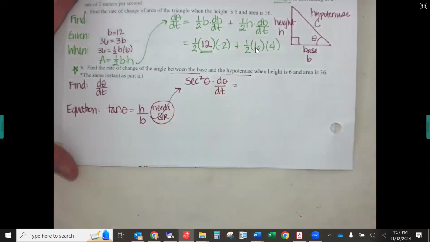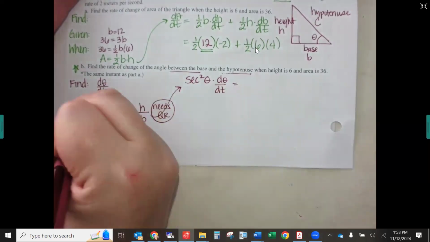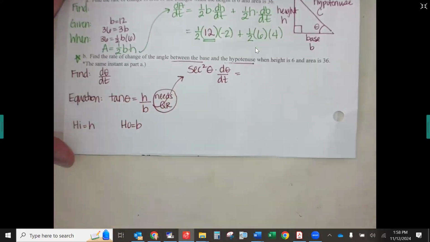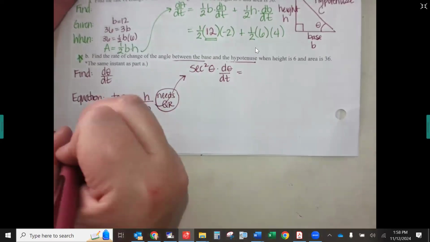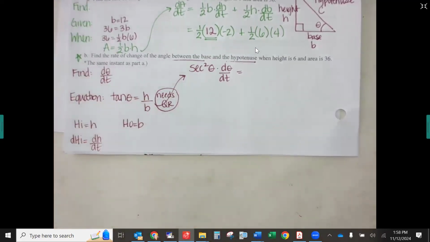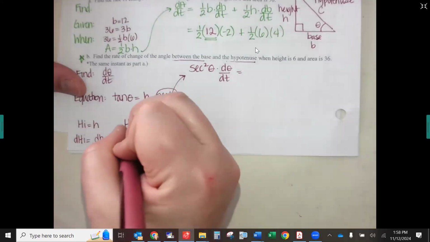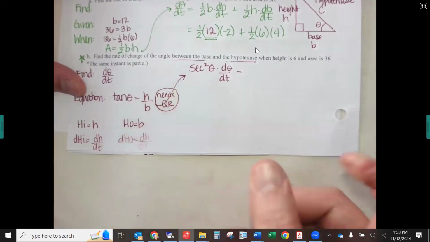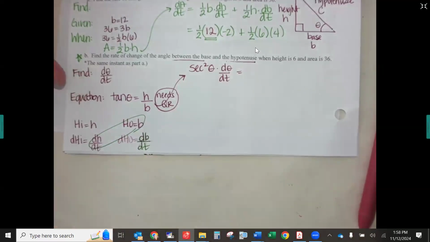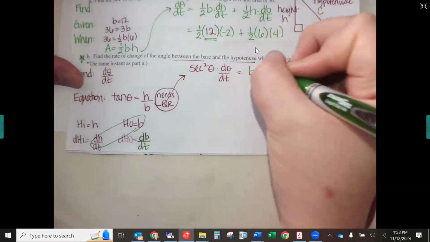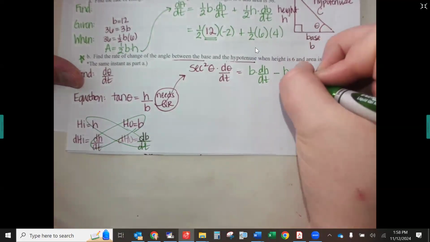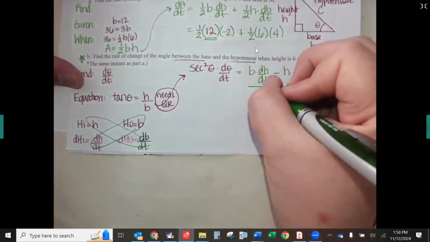So let's set it up down here at the bottom, and then we'll put the rule over here to the side. So remember, quotient rule is low d high minus high d low, over low squared. High is H, low is B. What is the derivative of H, or d high? dH dt is correct. Okay, then for low, it's B. What is d low? dB dt. Does it matter which diagonal you use for quotient rule? Yes, it has to be d high first. So it's going to be B dH dt minus H dB dt, and then all over your low squared, which is going to be B squared.